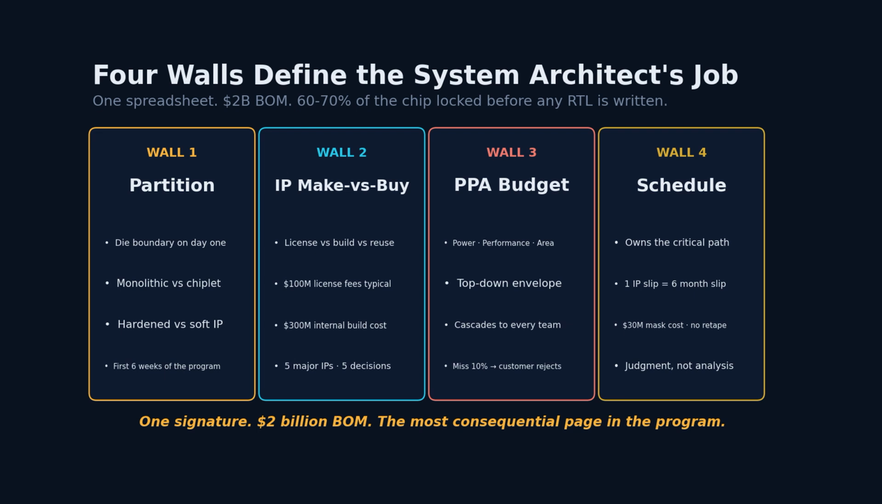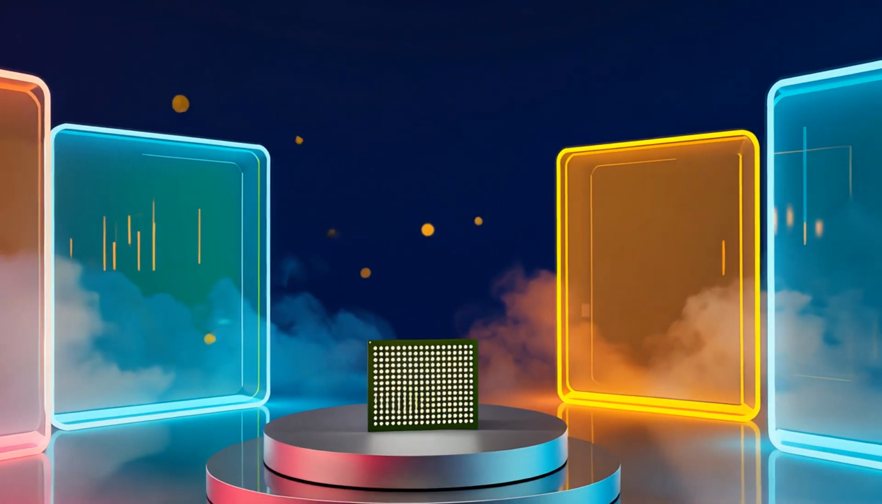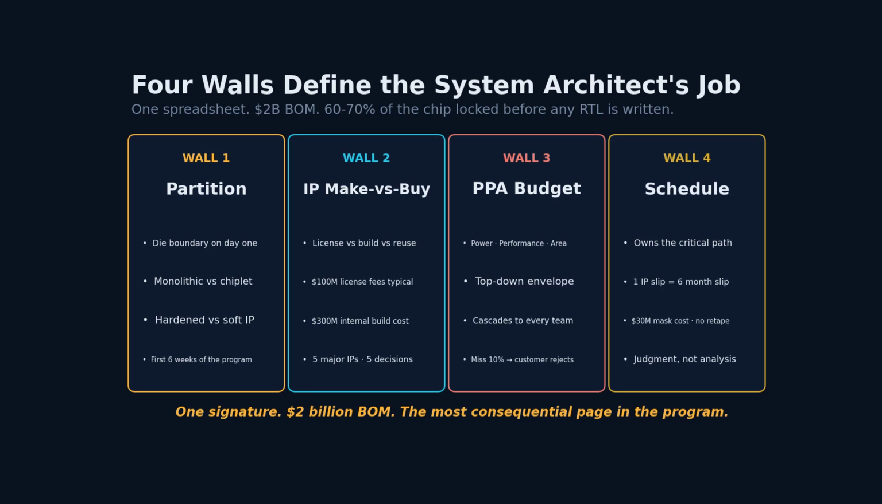Wall 2 is the IP mix. License from ARM or Synopsys or Cadence. Build from scratch with an internal team. Reuse what shipped on the last program. Each cell in that column has a license fee, a build cost, and a risk number attached. 5 major IPs on a typical AI accelerator. 5 decisions that cannot be revisited.